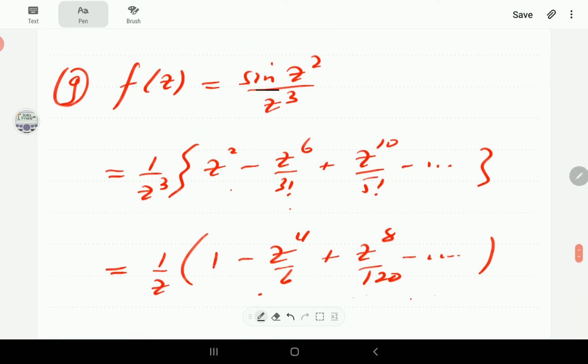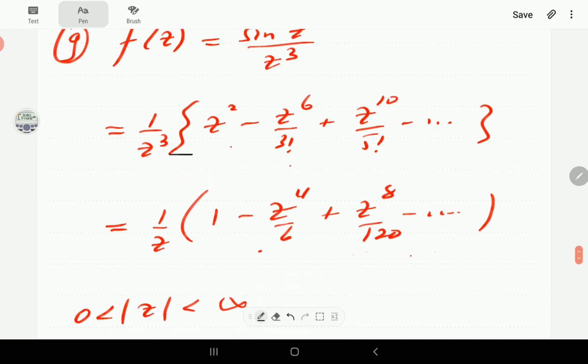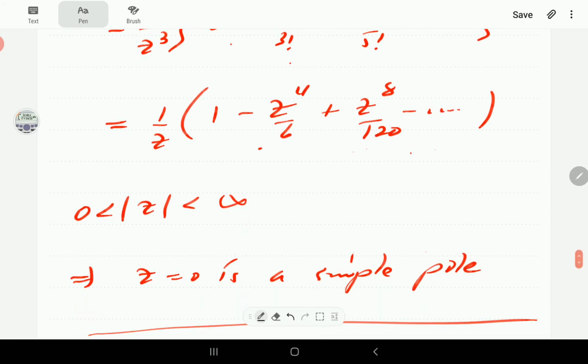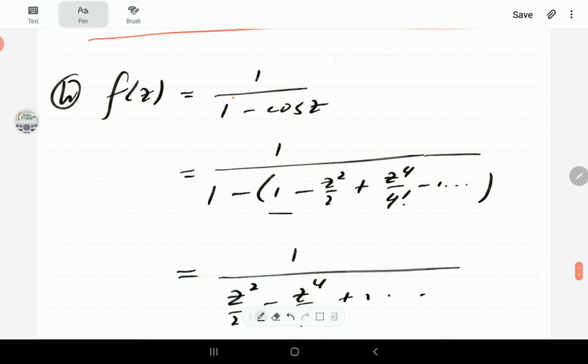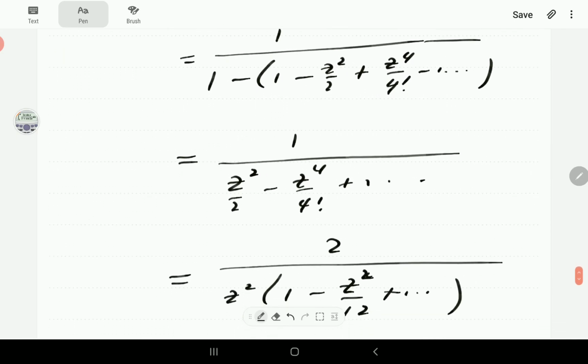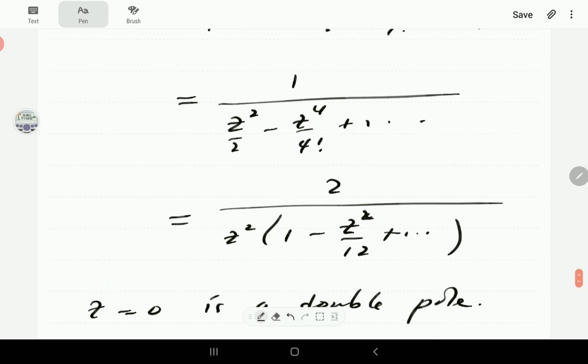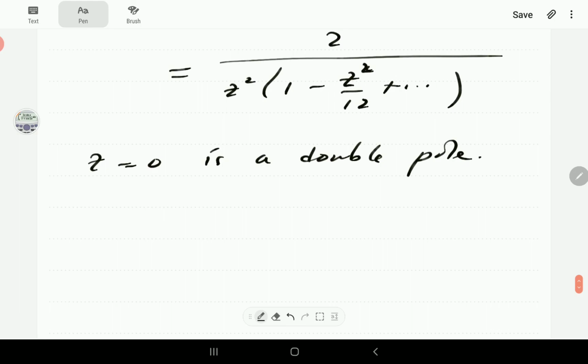For G, expanding this again in Taylor series about 0 gives us this, and then multiplying through by z squared, we still have a 1 over z here. So that tells us this is going to be a simple pole. Here again, expanding this in terms of cosine, the ones cancel out, and then we can see that 0 is a double root of the denominator. So when that happens, it means it's going to be a double pole of f of z. All right, thank you.